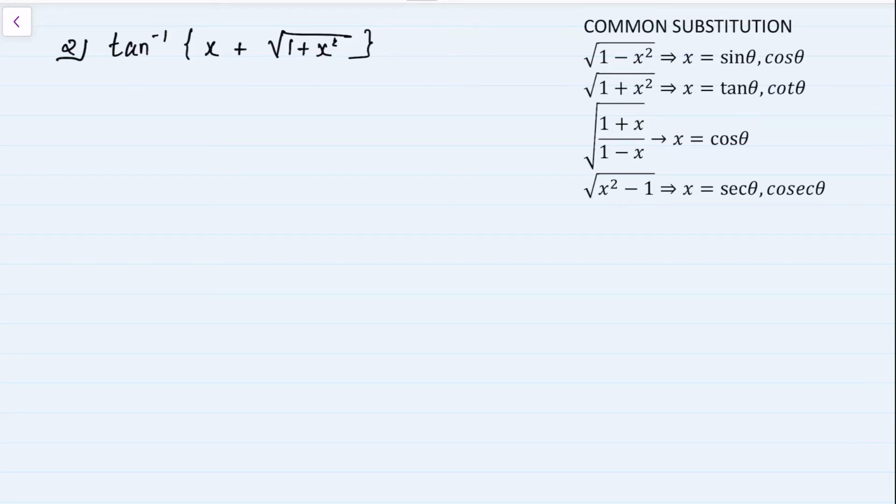Let us start with our first sum: tan inverse of x plus under root 1 plus x square. Now on the right hand side we have already written the common substitution that we will be using. Our first step will be to remove the root.